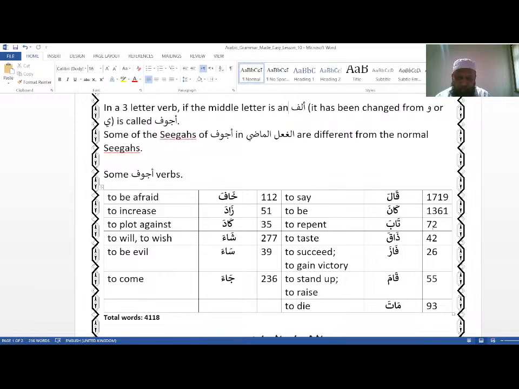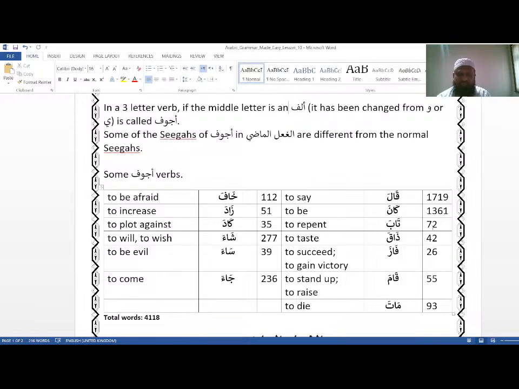236 times. So here we see the middle letter alif. This alif either was changed from waw or from ya. Now all these fails will also come in the groups. We have Nasara group, we have Fataha group, we have Daraba group, we have Sami'a group, and Karuma group. So 5 groups we have for the fail.